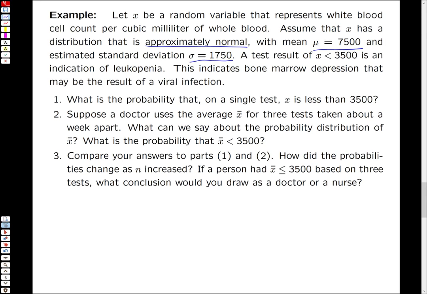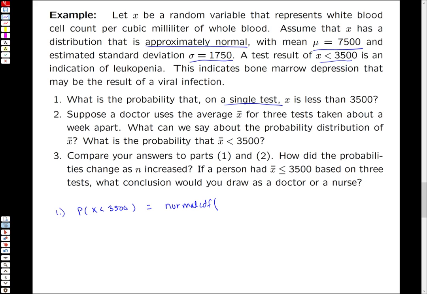It says a test result of X less than 3,500 is an indication of leukopenia. This indicates bone marrow depression that may be the result of a viral infection. What is the probability that on a single test, X is less than 3,500? It told me it's approximately normal. So this is normal CDF.